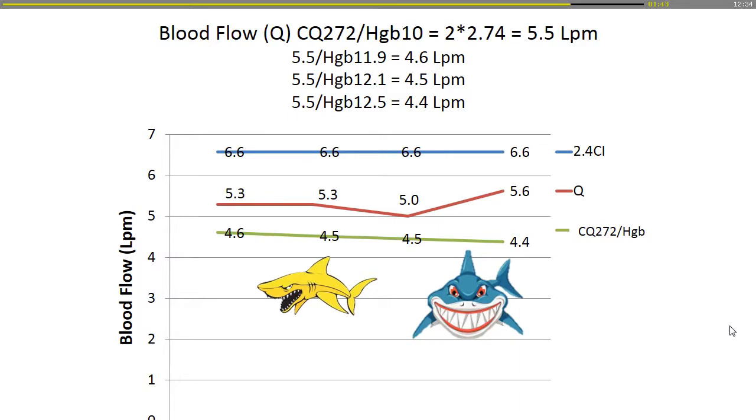Blood flow again: his hemoglobin was 11.9. I divide the 11.9 by the 5.5, which is 4.6. So this green line, what you see here, is actually where the sharks are swimming. That would be the absolute minimum flow that I would want for this patient. But these are the flows that I did have, 5.3, 5, 5.6, and this is the flow with 2.4.